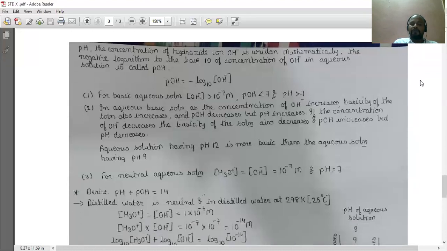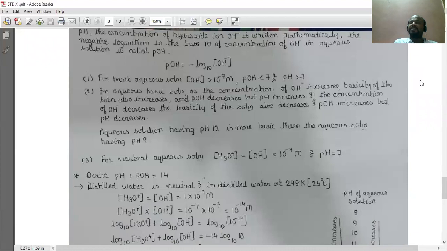The most important question for 2 marks: derive pH plus pOH equal to 14. Now as seen earlier, distilled water is neutral here at 298 Kelvin temperature, that is 25 degrees Celsius. The hydronium ion concentration and hydroxide ion concentration is equal to 1 into 10 raised to minus 7 molar. So multiplying both the concentrations, hydronium ion concentration into hydroxide ion concentration, it is 10 raised to minus 7 into 10 raised to minus 7. That is, according to the law of multiplication, it turns out to be 10 raised to minus 14 molar.